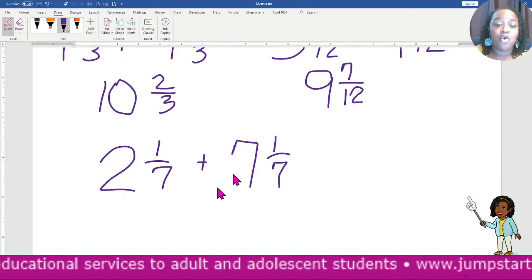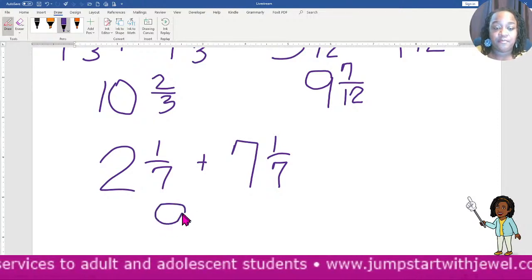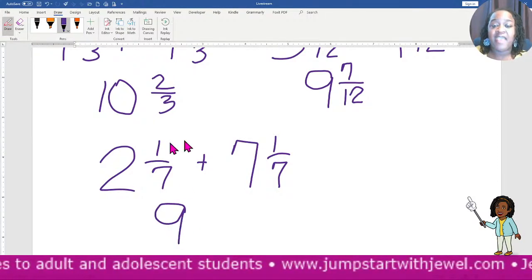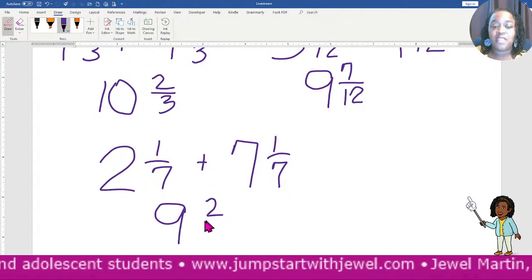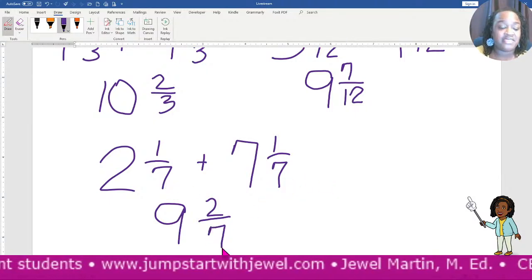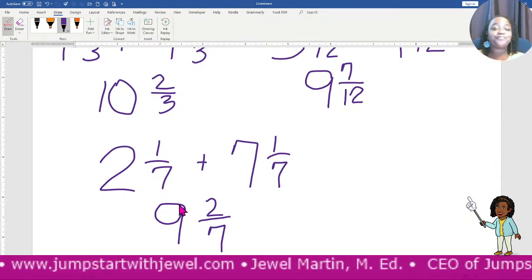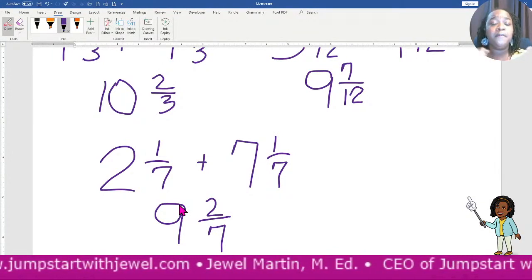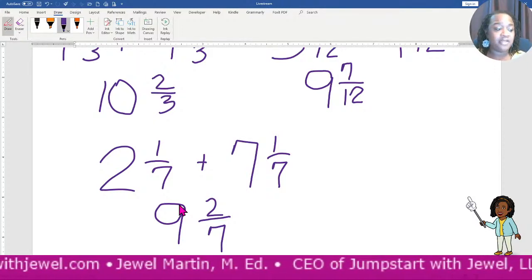You're going to add your whole numbers together. 2 plus 7 is 9. And then you add the numerators. 1 plus 1 is 2. And then we keep the denominator the same. 7 and 7, we keep it the same. So it's going to be 9 and 2/7. So that's how you do adding mixed numbers with like denominators.